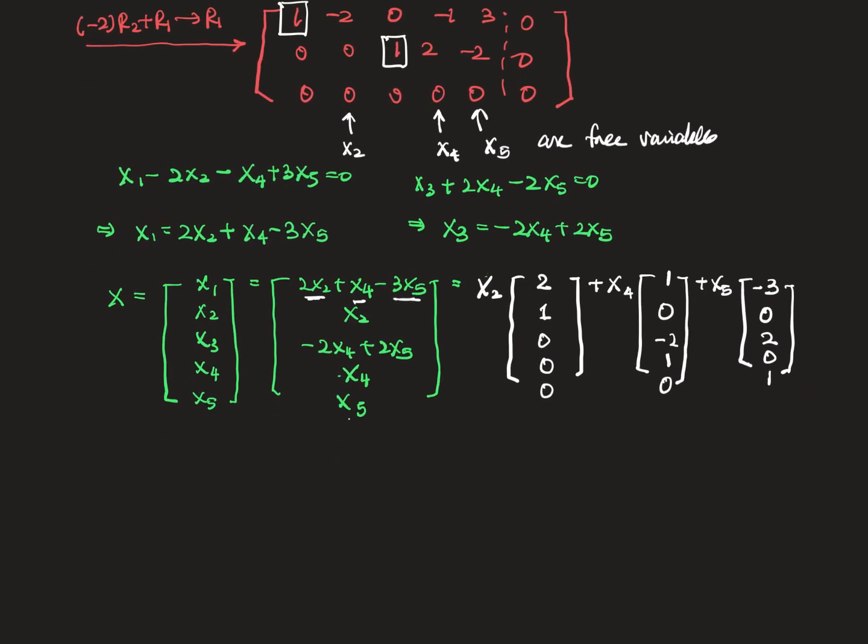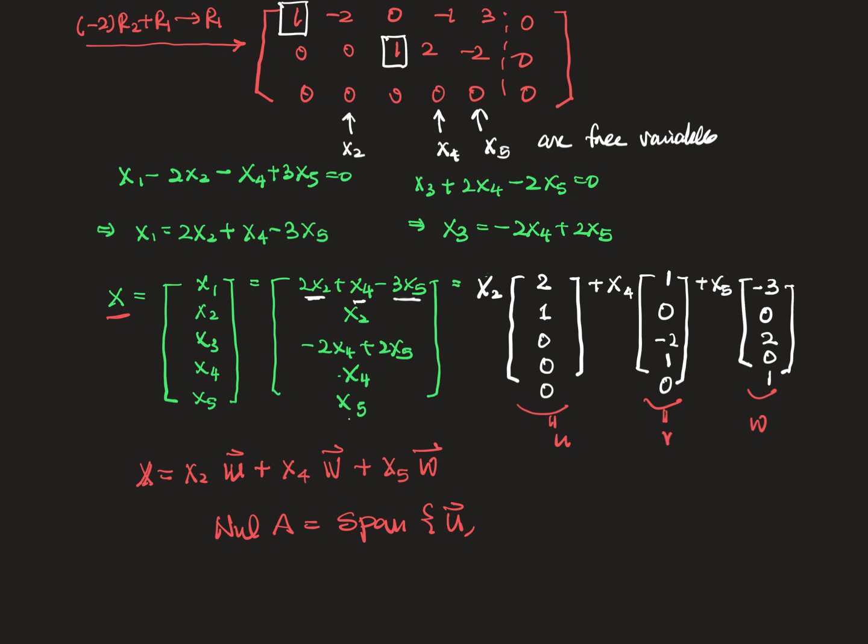So you find the X matrix. You can clearly see that, guys. Look at this one. This I put as the u vector. Here is going to be the v vector. Here is the w vector. So X is in the null space. You're going to write down X as x2 u vector plus x4 v vector plus x5 w vector, a linear combination of 3 vectors. So the null space of A is going to be the span of the u vector, v vector, and w vector. That's how you find the spanning set, guys.